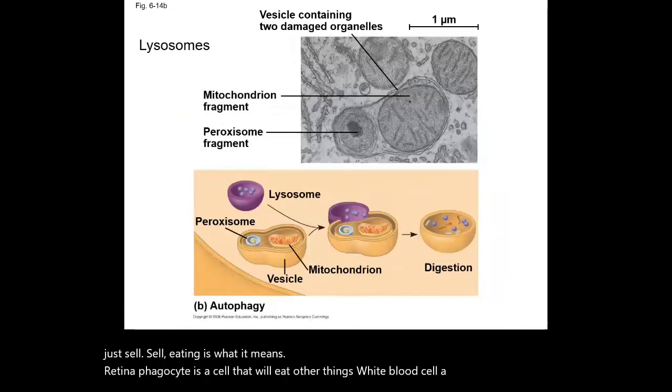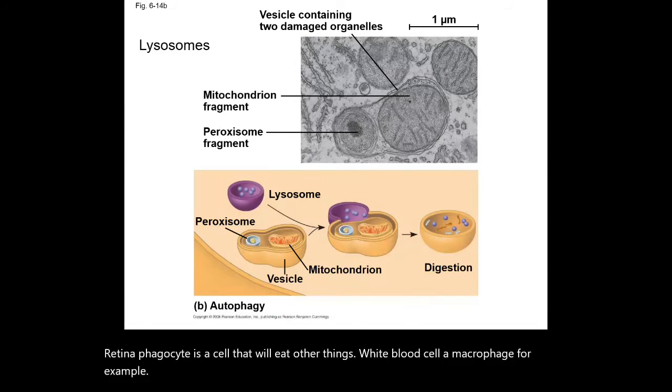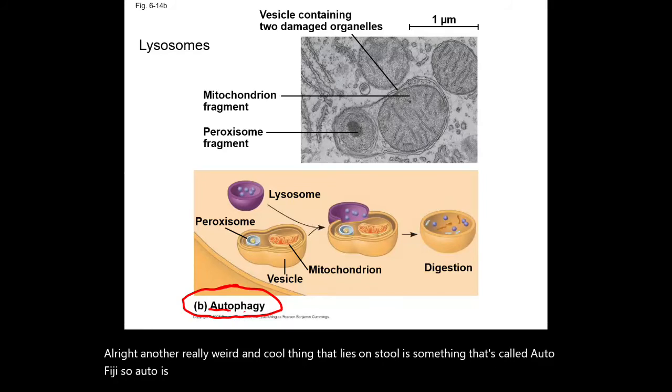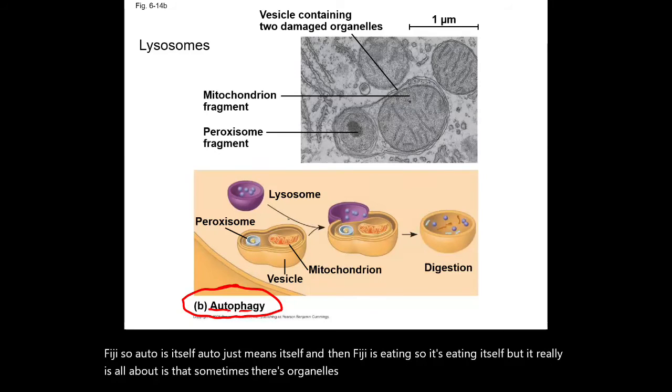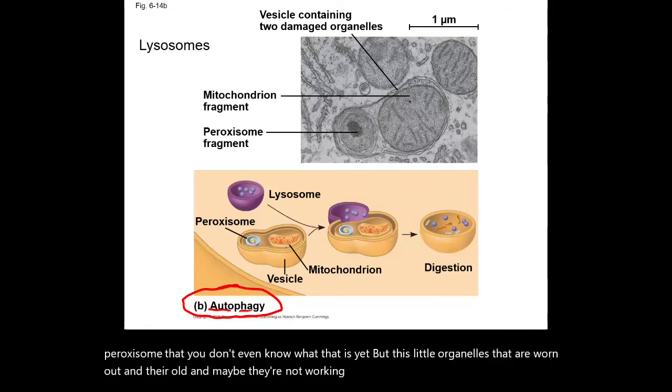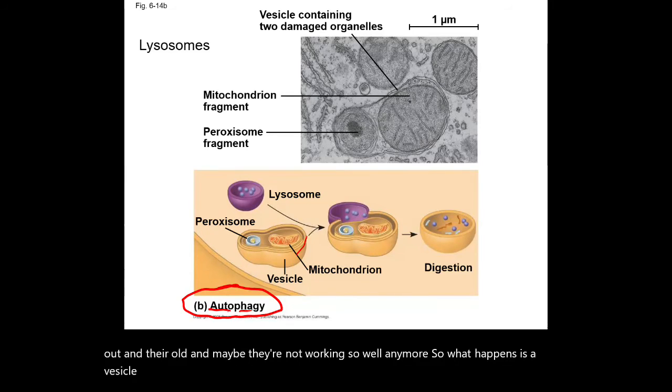All right, another really weird and cool thing that lysosomes do is something called autophagy. Auto just means itself, and phagy is eating. So it's eating itself. What it's all about is that sometimes there are organelles like mitochondria, or here they show a peroxisome, that you don't even know what that is yet, but there are little organelles that are worn out and old and maybe not working so well anymore. So what happens is a vesicle will form around those organelles. You'll form this membrane pouch around the organelle.